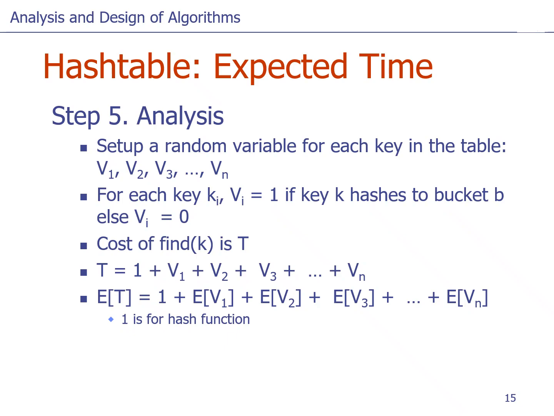Now let's do the analysis. In the analysis part, I start introducing random variables. I for sure will have a random variable, which we will typically call t, which is the expected time to run find. Or t represents the time to run find, and the expected value of t is what I'm going to compute.